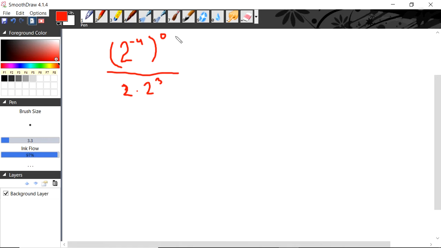Remember, when you have an exponent raised to an exponent, you multiply them. So this becomes 2 to the negative 4 times 0. And remember, when you're multiplying exponents, you add them. So this becomes 2 to the 1, because that's to the 1, right? Plus 3. This equals now 2 to the 0, because negative 4 times 0 is 0. 2 to the 4.